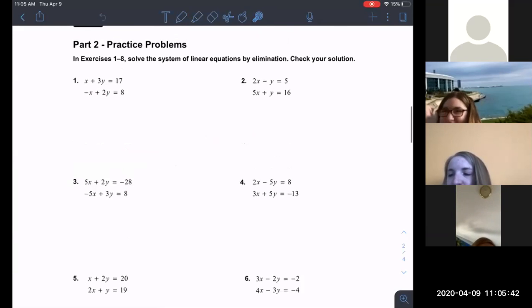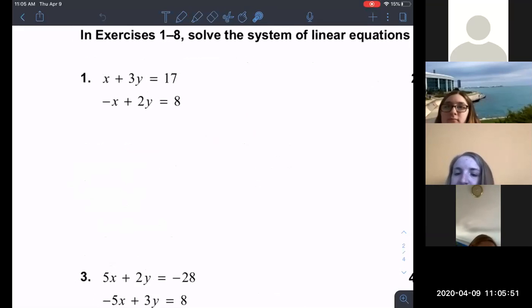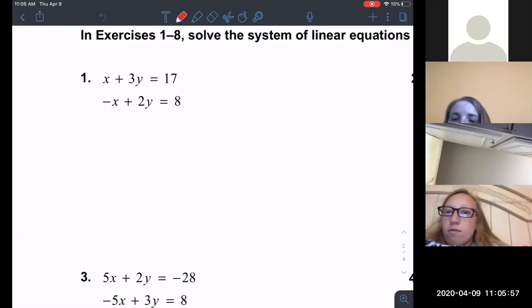So let's go ahead and do number 1. If you already have it done and think you got it right, you can double check. When you already have opposite coefficients, the algebra is very, very simple. All we're going to do is add the equations together. Now, I want to point out one thing in the notes.